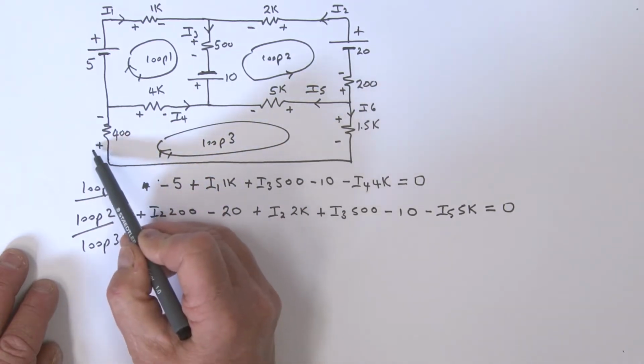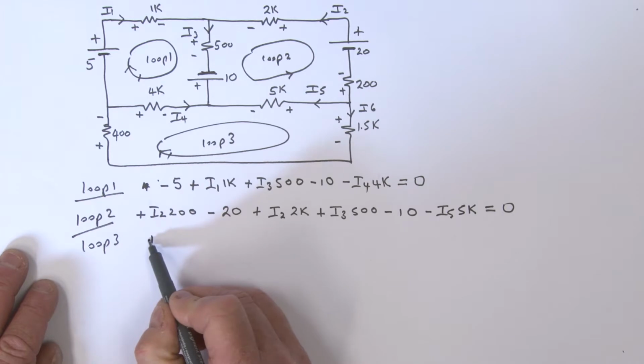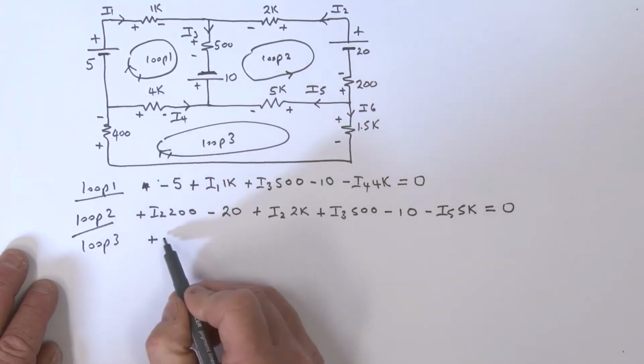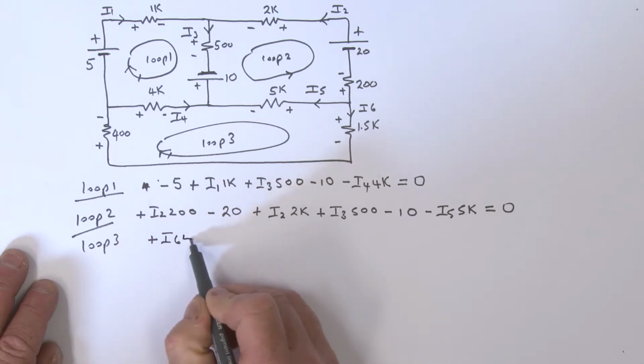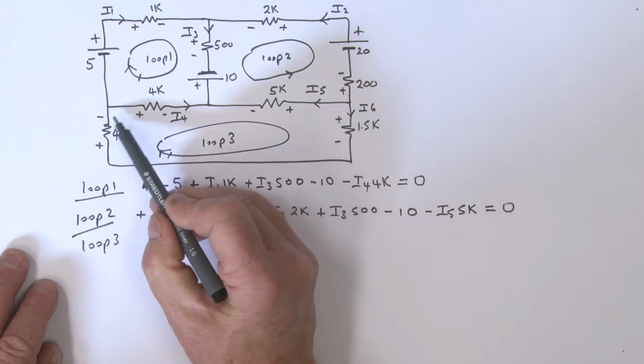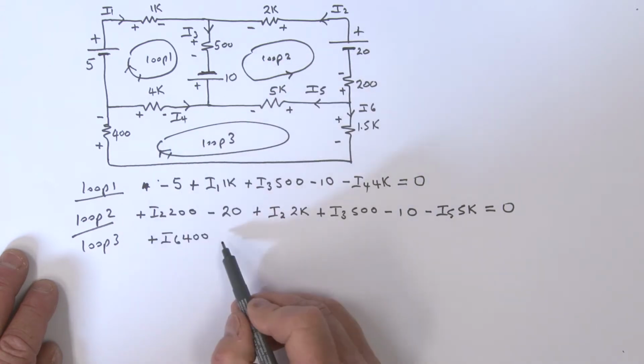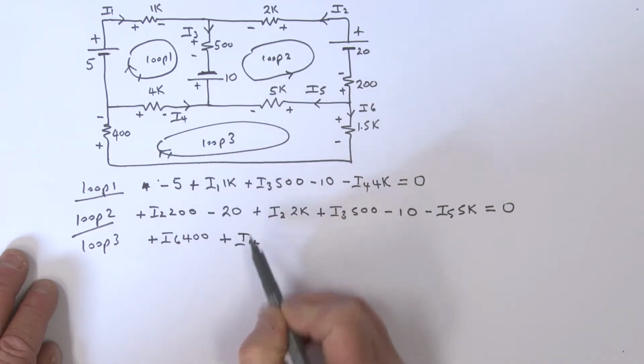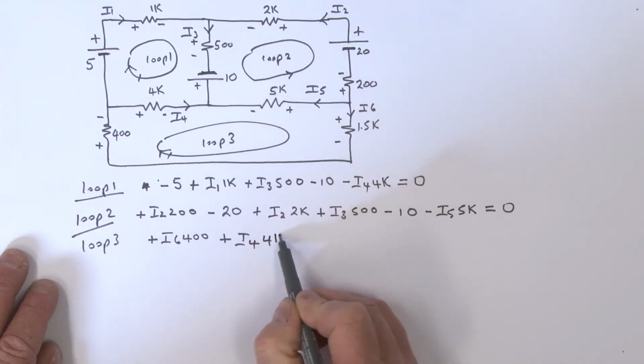All right, what do I hit first? I hit the plus sign there, so we're going to say that is a plus. What is the current here? This is an I6, isn't it? So that's an I6 times 400. I hit then a plus, don't I? So that's a plus, and that is an I4, and that is times 4K.